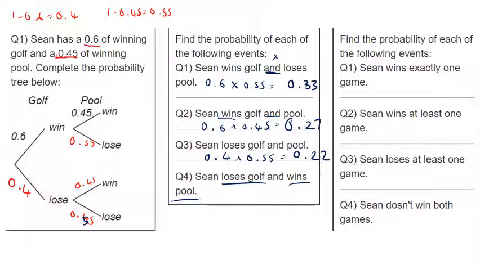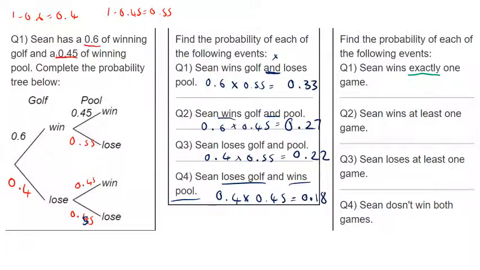And then finally, loses golf and wins pool. So losing golf is 0.4. Winning pool is 0.45, and we multiply. So doing that now is 0.18. Lovely. Final part of all of this question. So find the probability of each of the following events. He wins exactly 1 game.